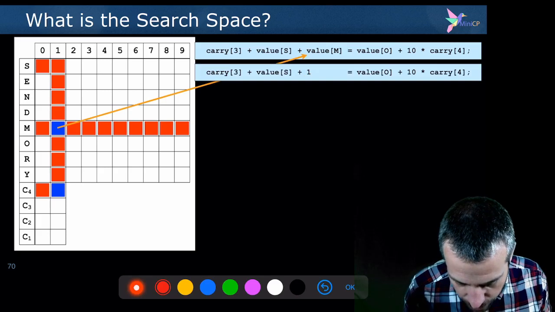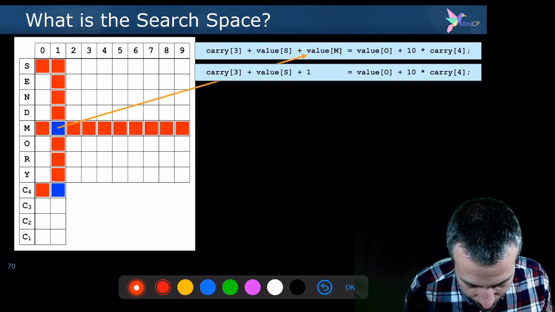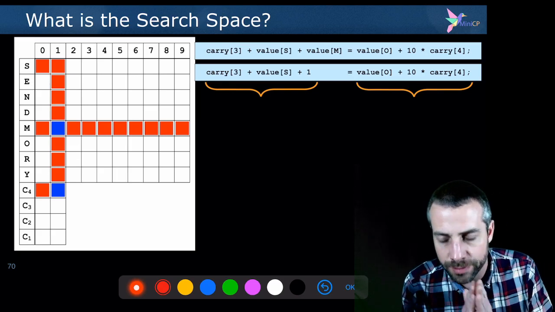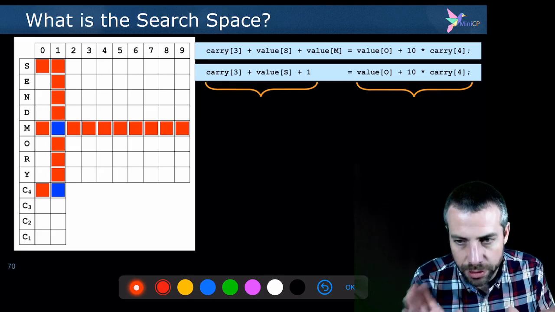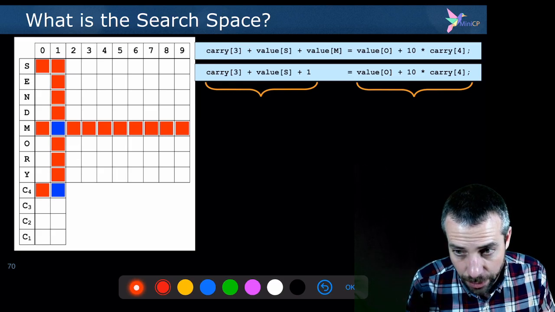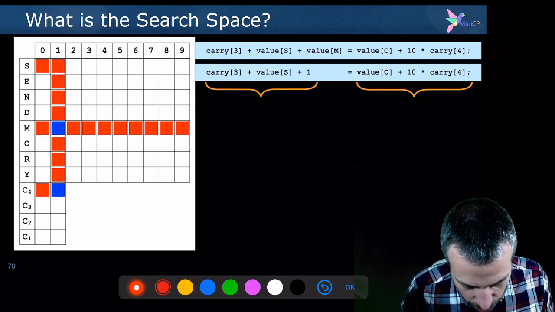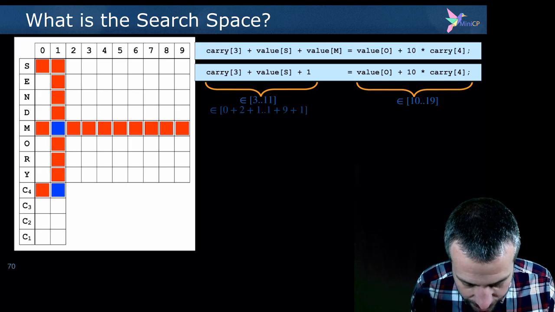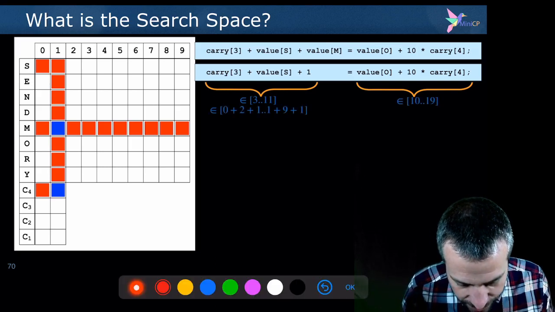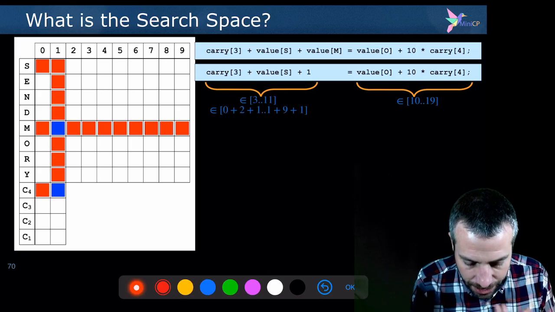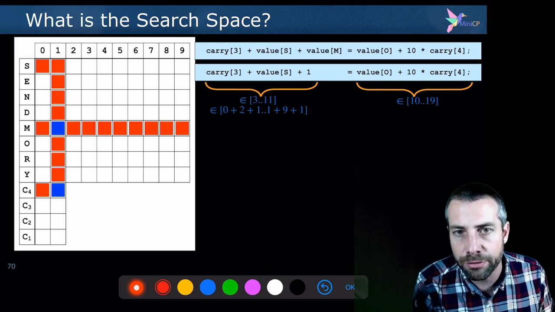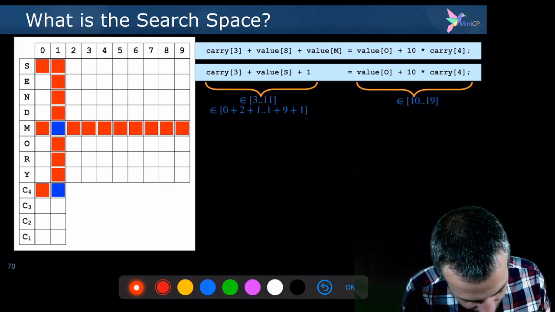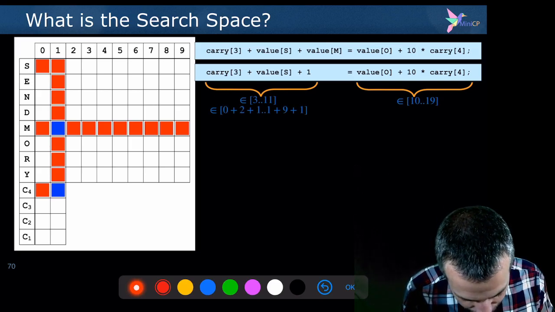It's in blue, so it's decided. And then I will try to analyze the left member and the right member of this equality, and try to deduce possible intervals of values. So on the left, we have carry 3 plus value s plus 1. And we know that the range of this one, if I look optimistically, will be between 3 and 11.